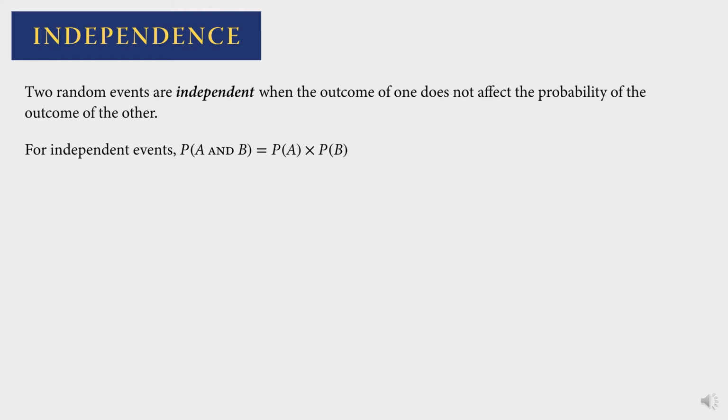Let's say you flip a coin twice. Let A be the event that you get heads on the first flip. Let B be the event that you get heads on the second flip. Are A and B independent? Yes, because if A occurs, it doesn't have any effect on the occurrence of B. The probability of heads on the second flip is 1/2, regardless of what happens on the first flip.